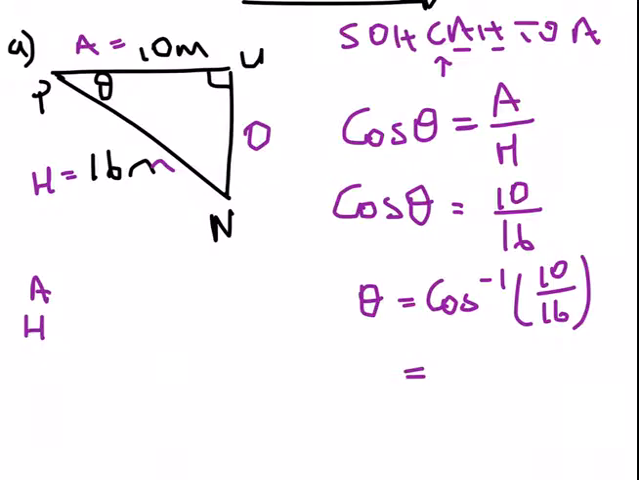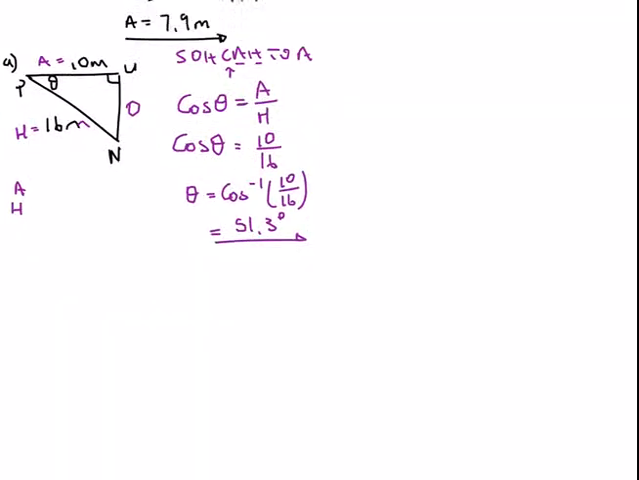51. Let's just round it off to one decimal place. It will therefore be 51.3. You have to say degrees because it's an angle. Just make sure of that. Very, very important.